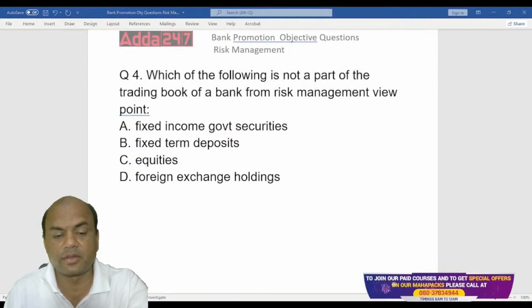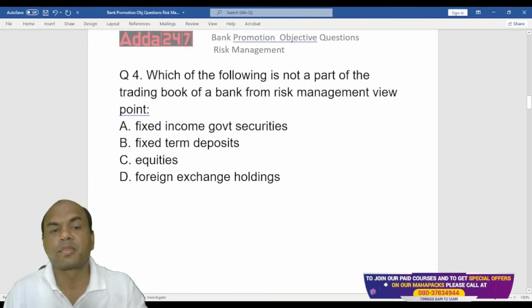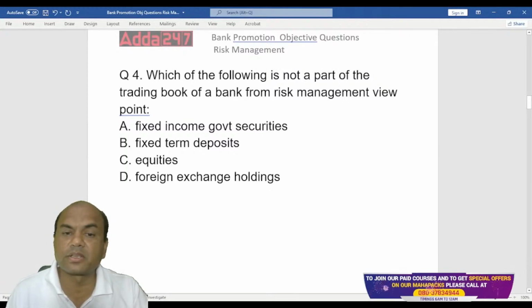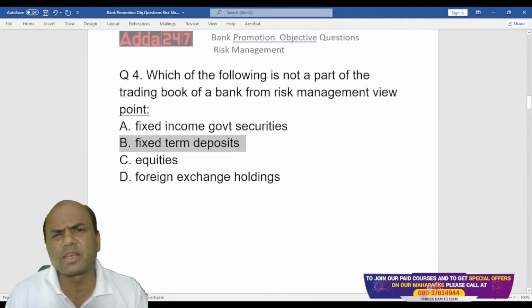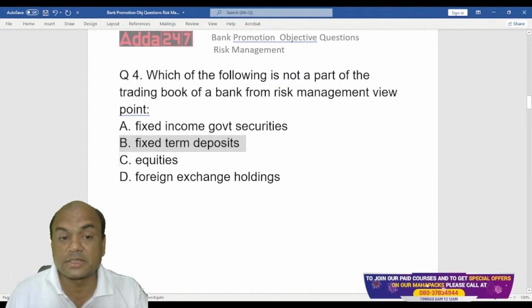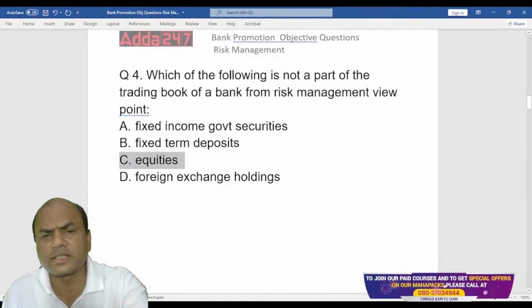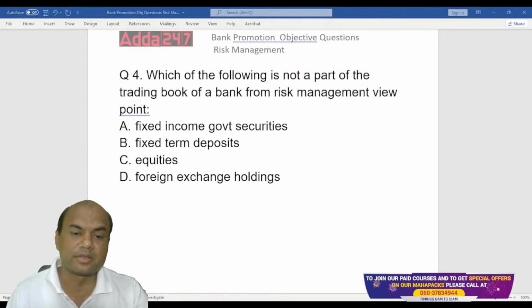Think over it, everyone. Fixed income government securities are a part of CRR, SLR, you can say. Fixed deposit: do we purchase fixed deposits in CRR or SLR? Keep it very simple, isn't it? Do we purchase equities? Are equities allowed in trading book? Are foreign exchange holdings allowed in trading book? Think of it. Very simple answer.